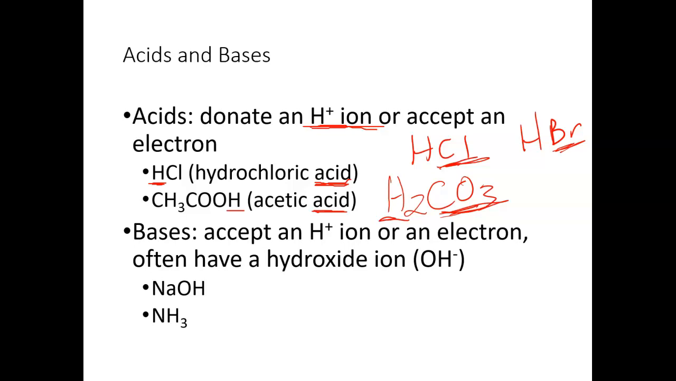For bases, they accept a hydrogen ion, so they're the opposite of the acids, or they donate an electron. And they often have a hydroxide ion in them. So sodium hydroxide here is a base. Ammonia here is a base. So these are ones that accept a hydrogen. So the sodium hydroxide can accept a hydrogen. We'll look at what that type of reaction looks like.